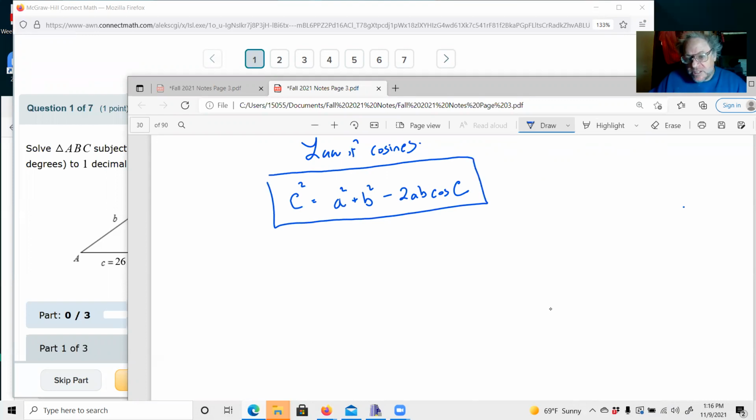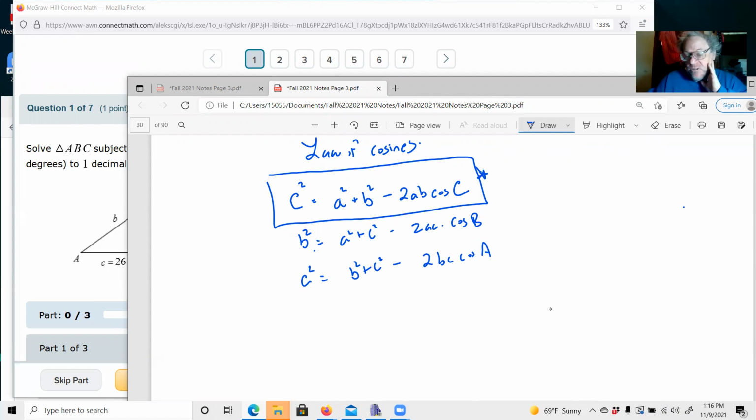There are two other ones that the book will tell you to memorize. b squared is equal to a squared plus c squared minus 2ac times the cosine of the angle between these two. And a squared is equal to b squared plus c squared minus twice bc cosine of the angle between them. I've only ever memorized one of these. I just relabel my triangle to get the a, b and c in the right position so I can solve it.